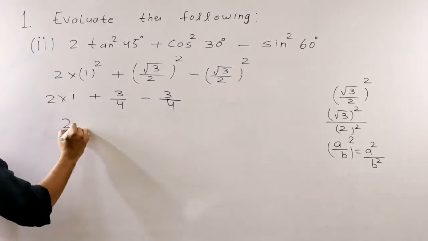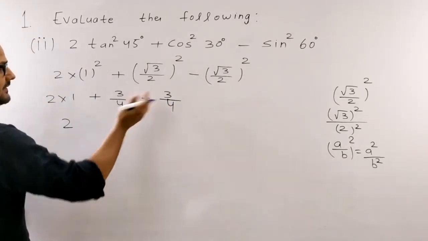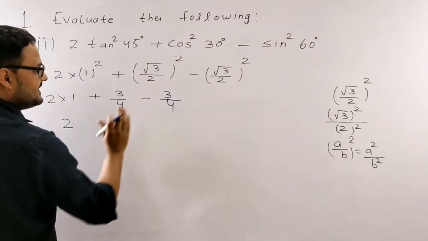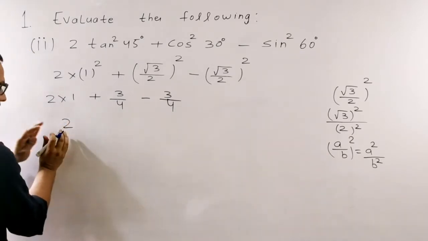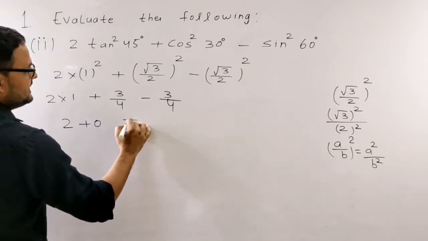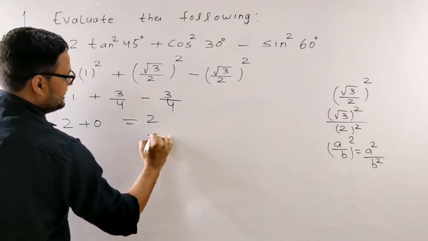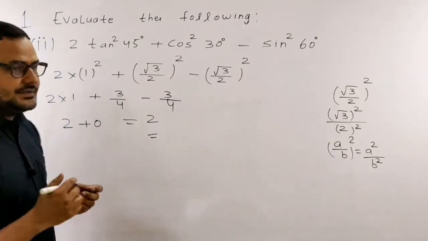Now we got 2 plus 3 by 4 minus 3 by 4. When we subtract the same number, that will be 0. So simply I can write 2 is the answer, and if you want to extend, 2 plus 0, simply the answer is 2. For the second one the answer is 2.